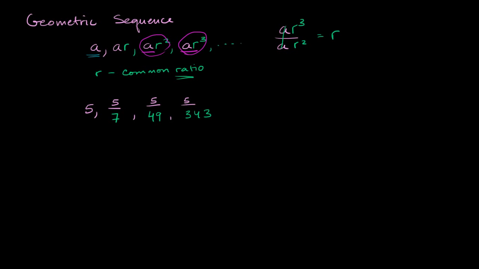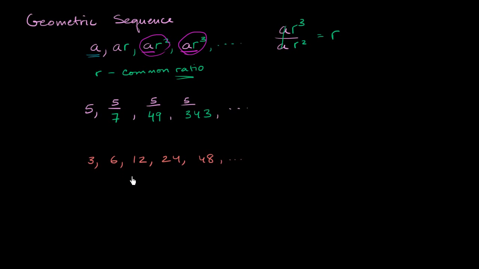So this right over here is an example of a geometric sequence. I started with some first value, and each successive value I multiplied by 1/7. 1/7 is the common ratio here. Let me give you another one. Let's say I have 3, and then let's say I have 6, and let's say I have 12, then I have 24, then I have 48. Is this a geometric series? And if it is, what is the common ratio here?